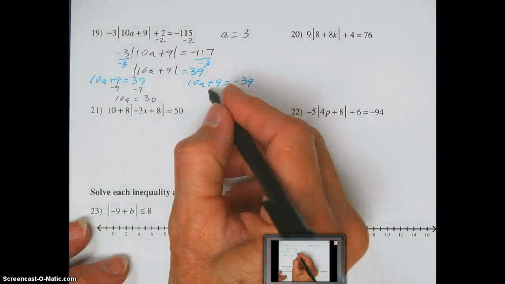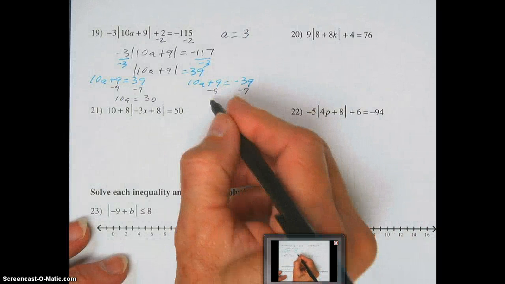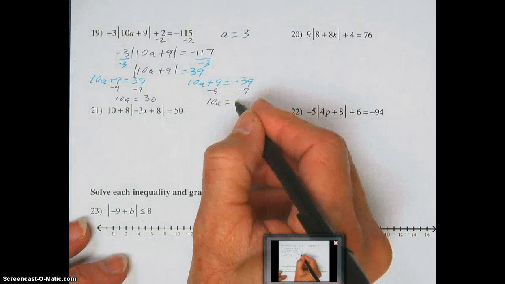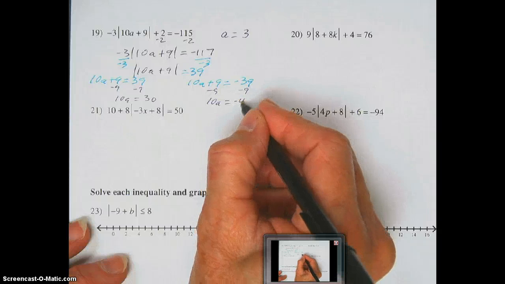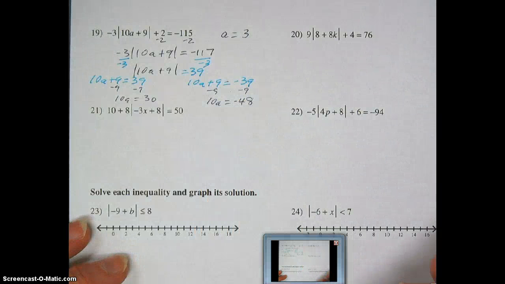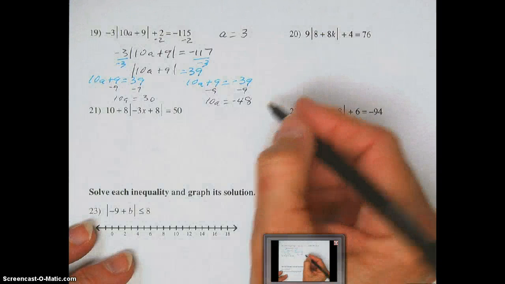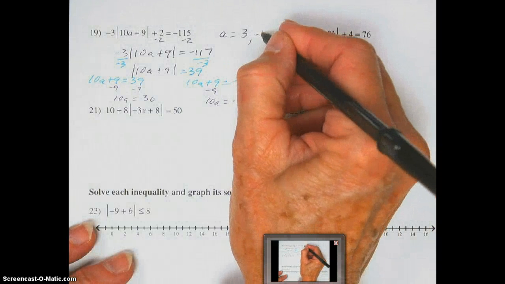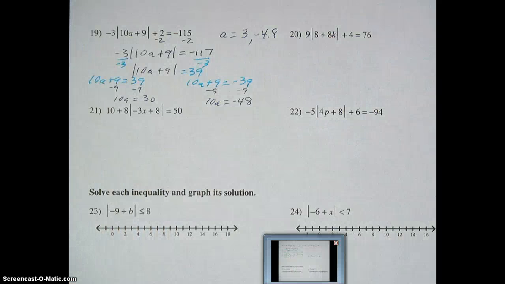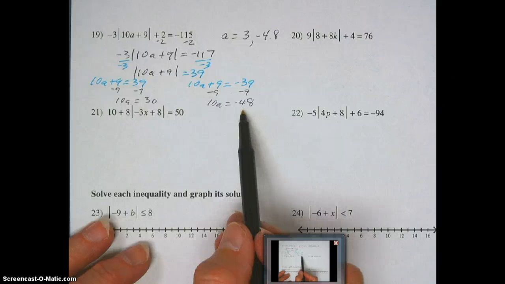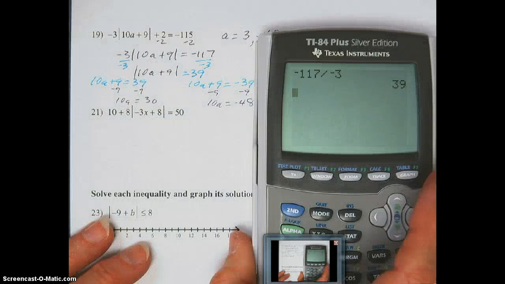Be careful here, when we subtract 9, we'll get 10a equals, check me, negative 48. If we divide both sides by 10, we'll get a can also equal a negative 4.8. So that one seems a little strange, so let's see if that one works.